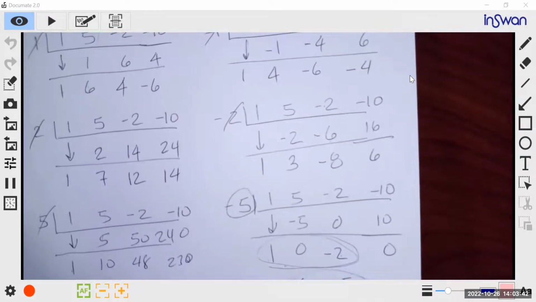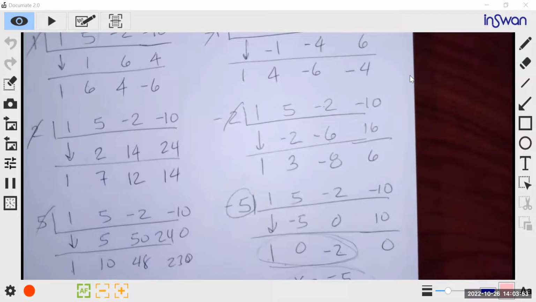What do you think? You want to do the next chapter? It's rationals. We only have two sections. Section 5 deals with rationals.